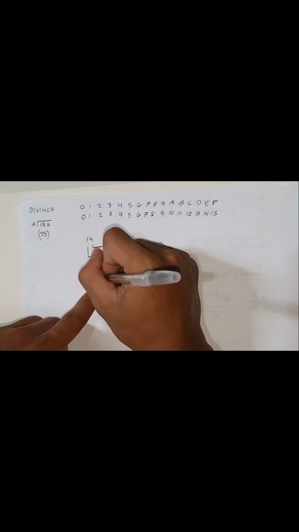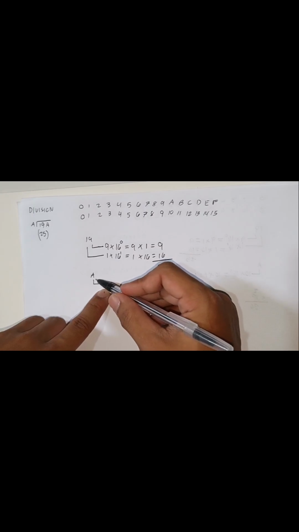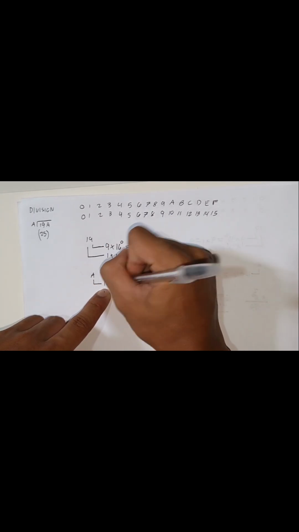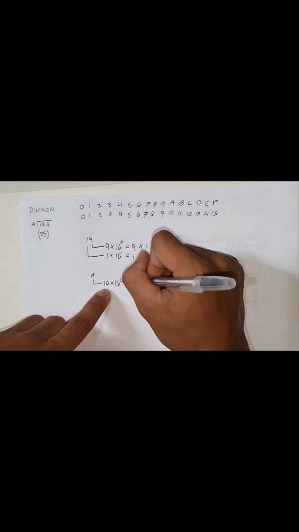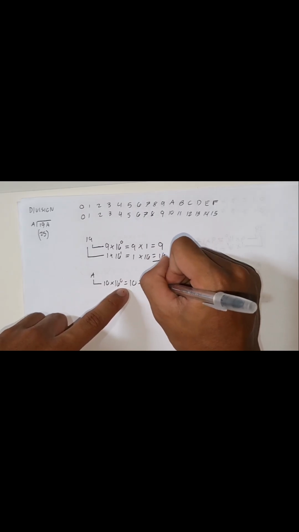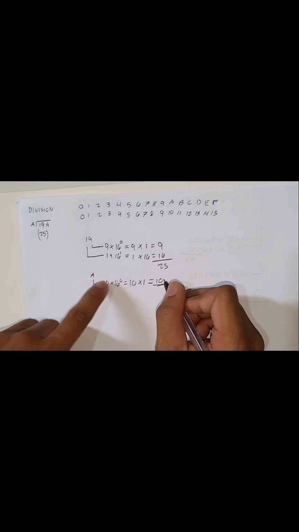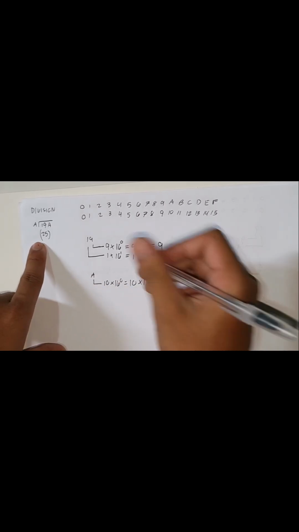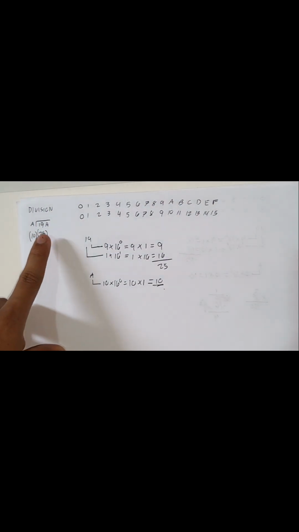A is equal to 10 in hexadecimal. So 10 times 16 raised to the power of 0, which equals 1, and 10 times 1 equals 10. So A in hexadecimal is 10 in decimal. So we need to write 10 here also. So now let's divide it.